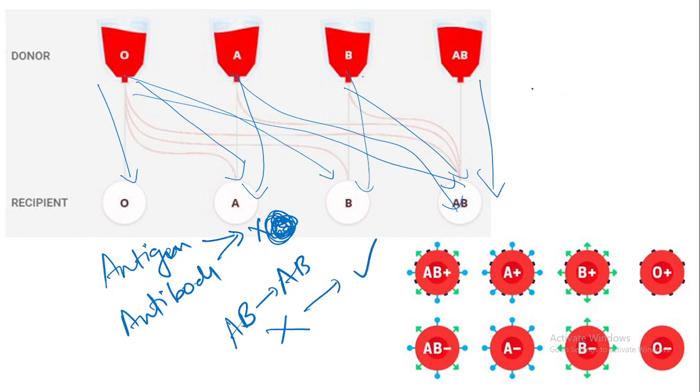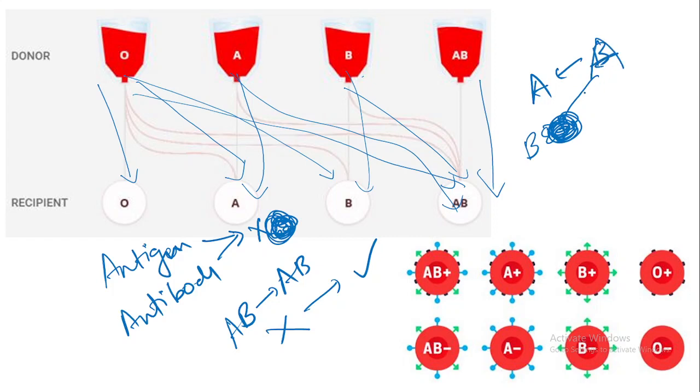Let us say an A person receives blood from B. An A person has got antibodies B. Antibody B will react with antigen B, resulting in a clot formation. So hence he has to receive blood only from A and not from anybody else.